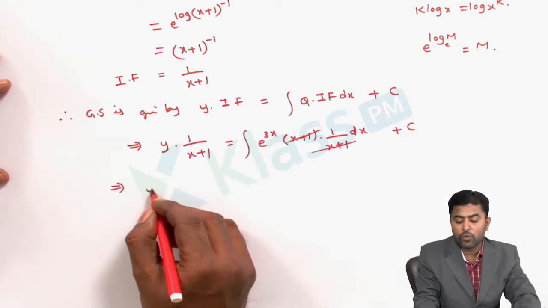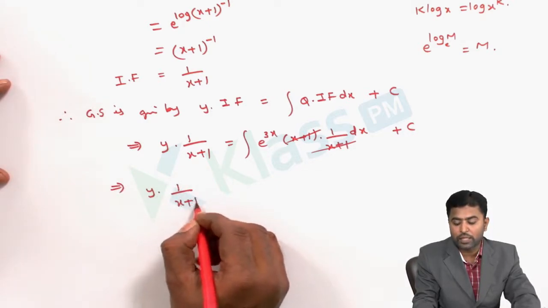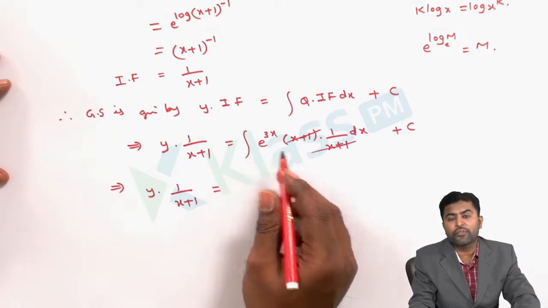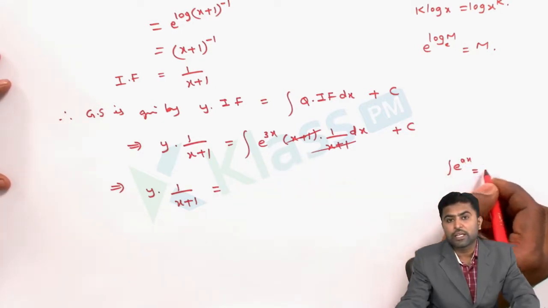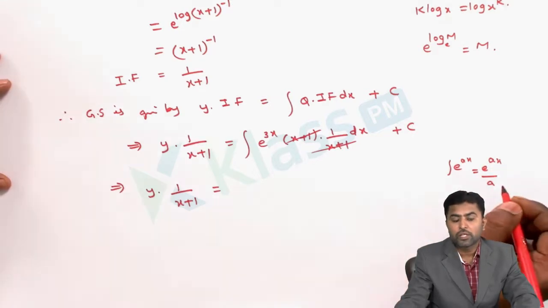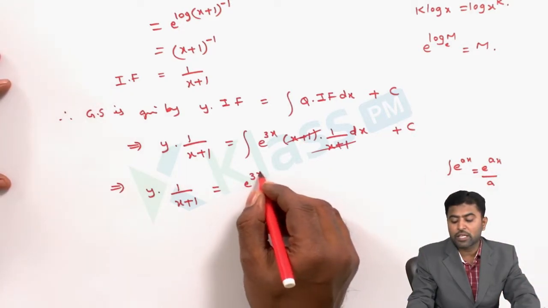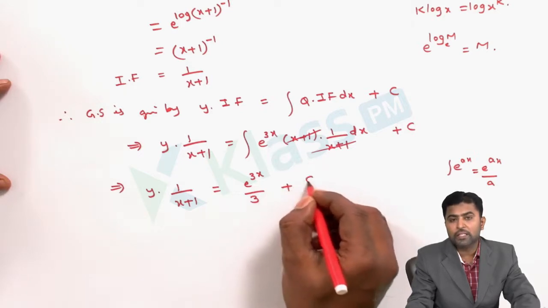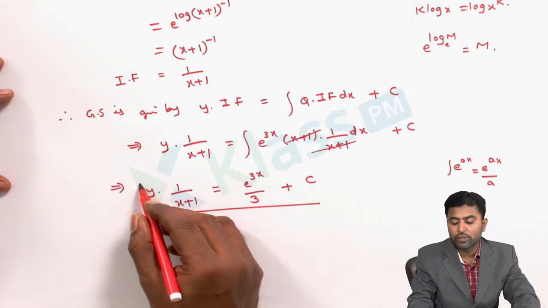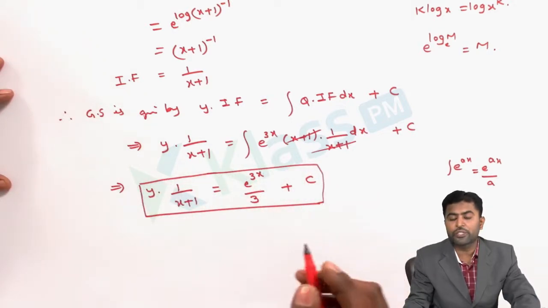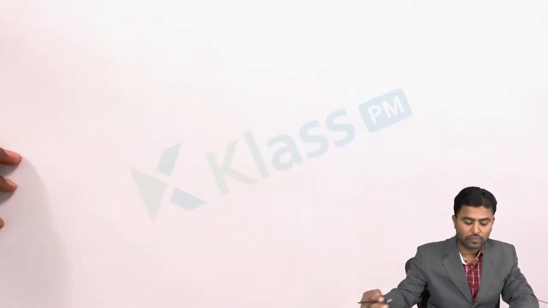So we get y into 1 by x plus 1 equal to integration of e power 3x. We know that integration of e power ax is e power ax by a. So we get here e power 3x by 3 plus some constant c. This is the solution of the given linear differential equation.